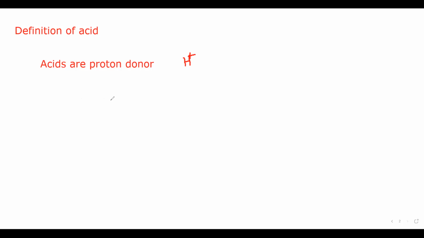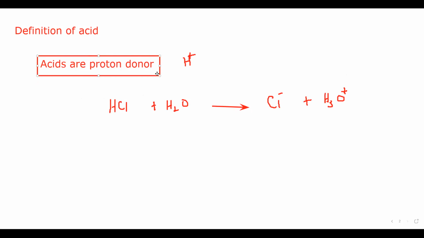Example, you have HCl mixed with water, H2O. As a result, when this reaction occurs, this will become Cl minus and H3O plus. So chloride ion is produced and oxonium ion is also produced. Now we want to identify which substance is acid. Whenever we want to identify the substance which is acid, we apply this definition. What is the definition of acid? Acids are proton donors, meaning they will donate or give H plus ion, or hydrogen ion.